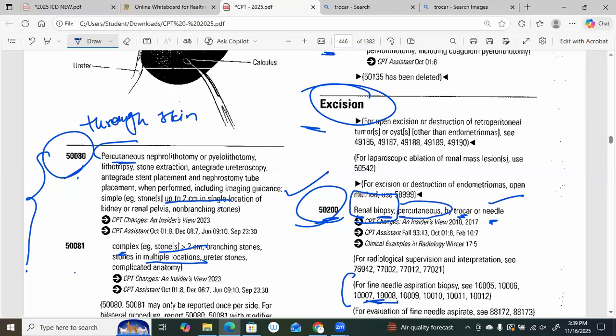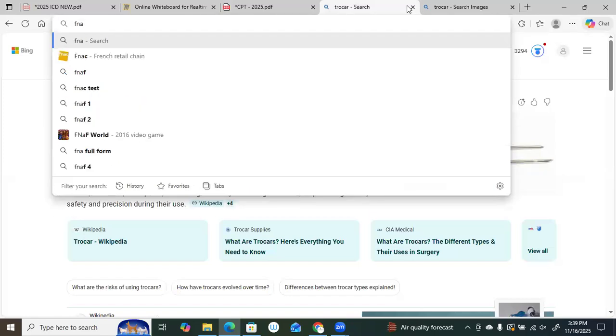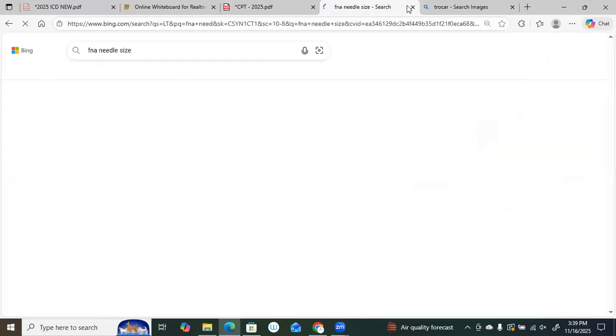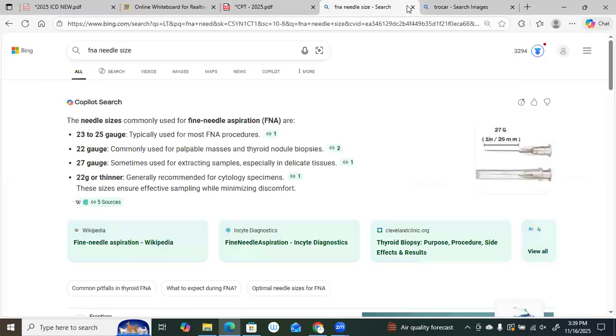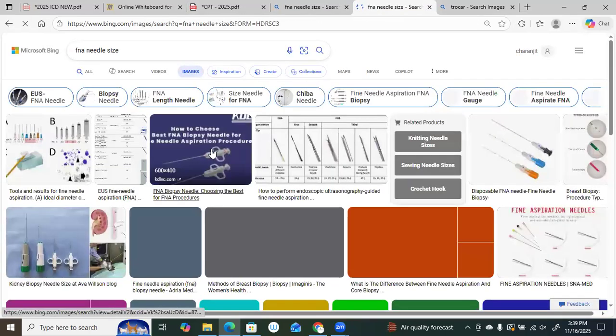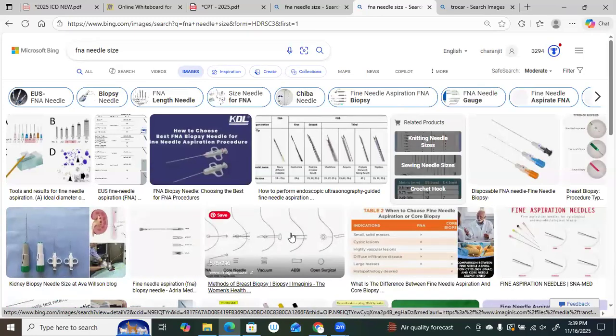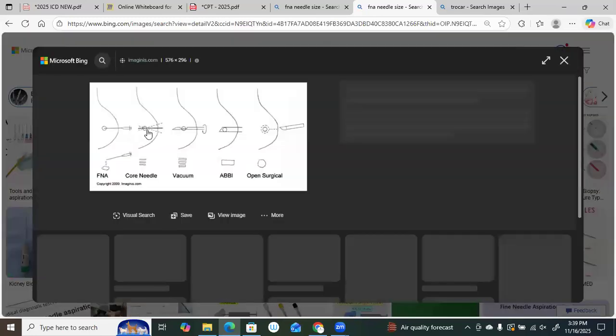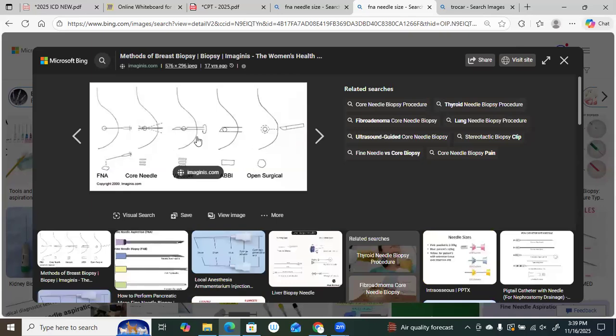So even though the specimen has been taken percutaneously from the renal area, if it has been taken through the fine needle aspiration technique, let me show you the picture of the FNA needle. So fine needles are very thin needles compared to the trocars and the normal needles. You can see here, this is a core needle biopsy. This is a little bit thick compared to the FNA. And these are the trocars. With the help of vacuum techniques, we remove the tissue. Any questions here?